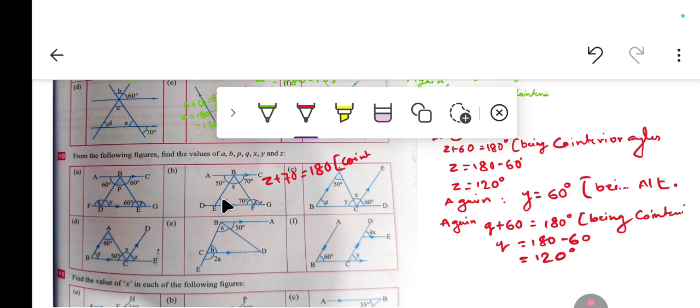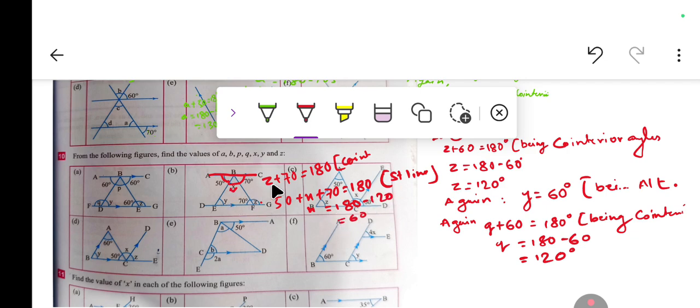Now coming to this angle. This y can be figured out when you find out this angle x. To find out this angle x, you have to do 50 plus x plus 70 is equal to 180 degree, being straight line. In a straight line, the sum of angles is 180 degree. See over here, this line is straight, and if you add up whichever angles are there in a straight line, the sum will become 180 degree. So in this way, the value of x will come 180 minus 120, that is equal to 60 degree.